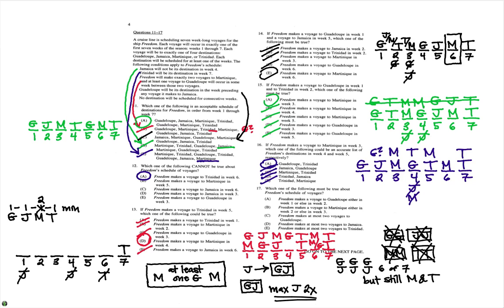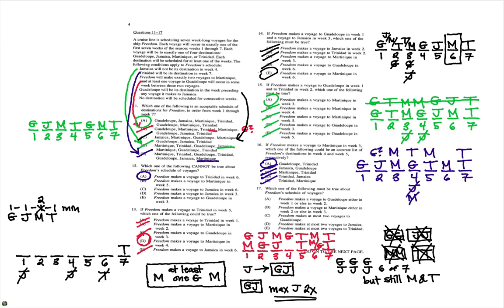Which of the following must be true about Freedom's schedule of voyages? This is a perfect time trap question because we don't really have any deductions, right? We've made deductions that Jamaica can't come first. Trinidad can't be our destination in week 6. But other than that, the only other deduction we've made is that Jamaica can show up maximum twice. That is the correct answer here. If you look at D, Freedom makes at most 2 voyages to Jamaica.